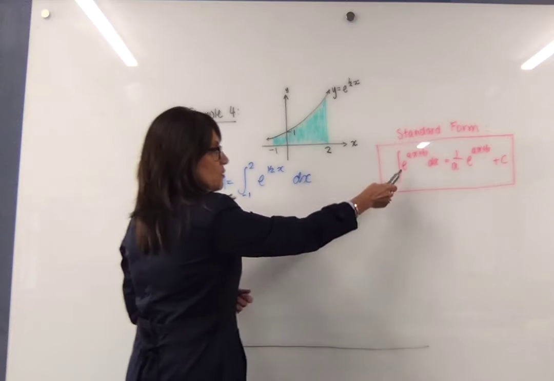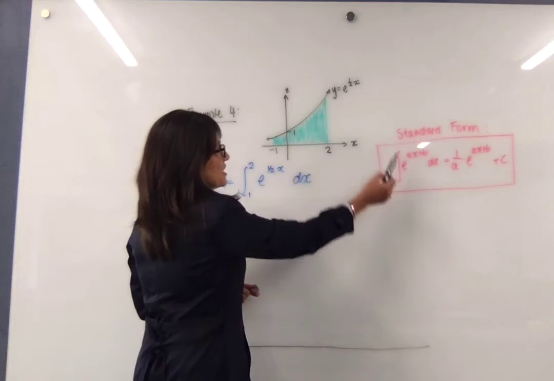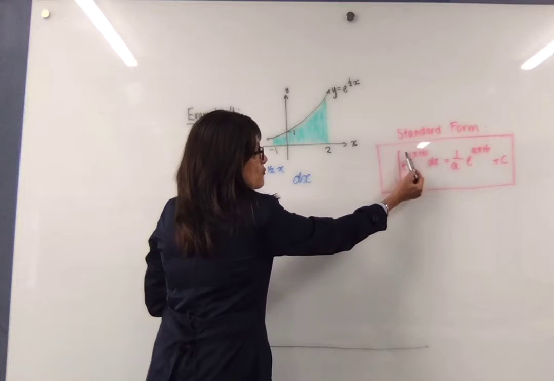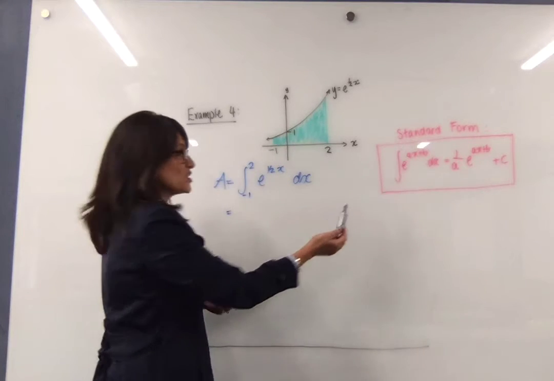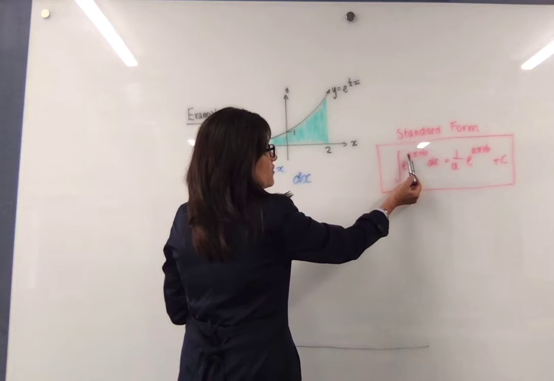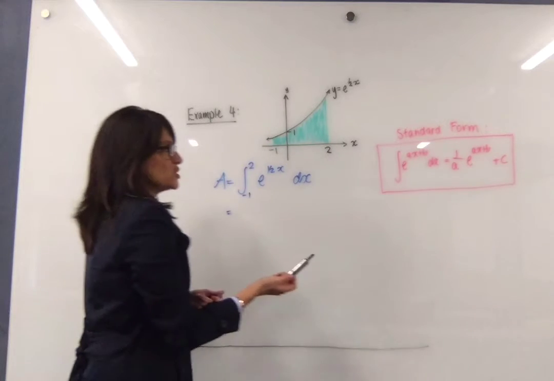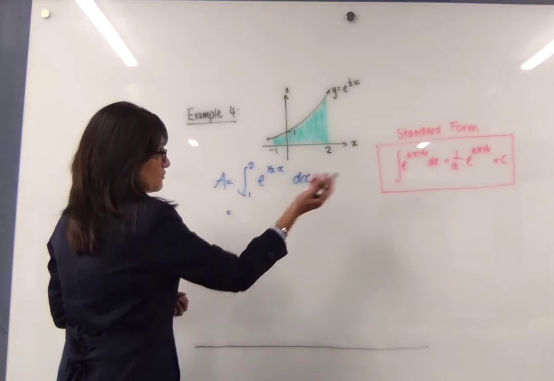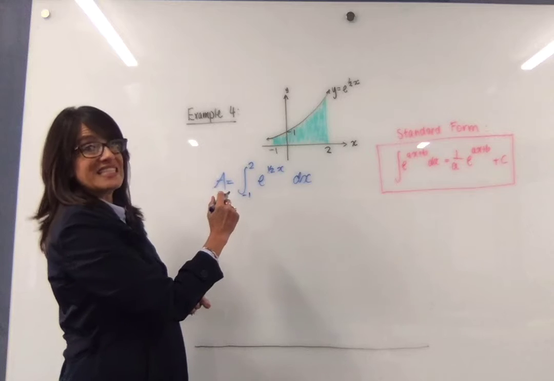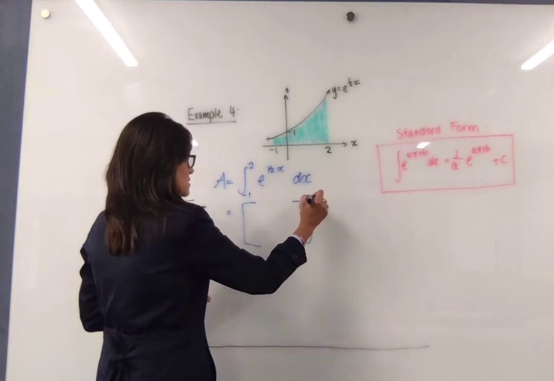Now we'll use the result from the standard form that we've looked at previously because we've got this in the form of an exponential raised to the power that's a linear function. So the result will just be 1 over the coefficient of x times our exponential plus c, if it was an indefinite integral. Because it's a definite integral, obviously we don't need to worry about our constant.